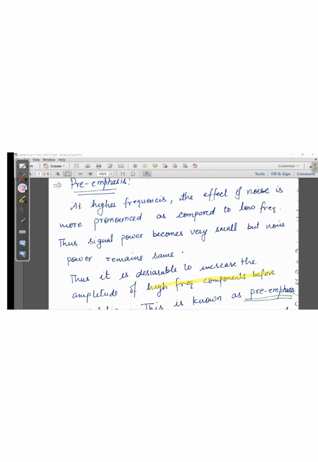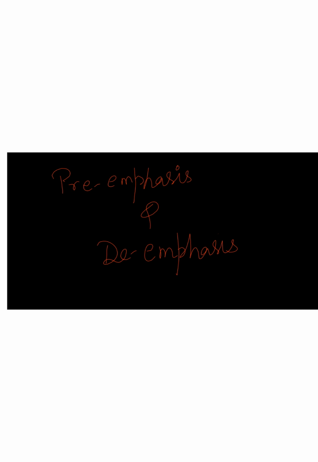One more thing we should know about pre-emphasis and de-emphasis is that we have studied the noise in the FM receiver, where we saw that the power spectral density of noise varies with frequency like this. We did this in an earlier video: the power spectral density of noise in an FM receiver is proportional to frequency squared. This is my frequency axis.